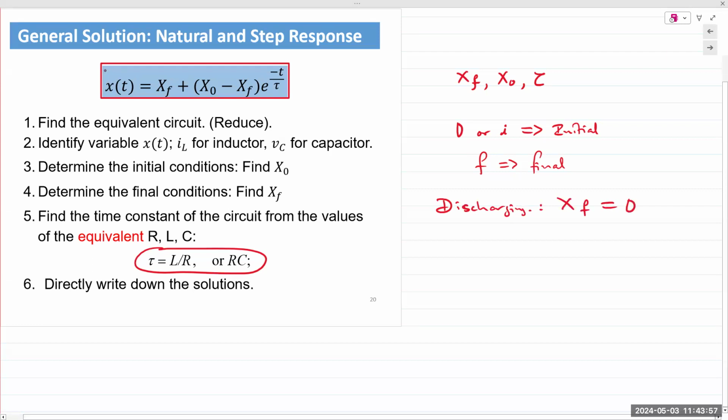Hence, if you plug in xf in this equation, what do you get? X of t is x0 times e raised to minus t over tau, which is what you obtain for the natural response circuits. Exact same equation. And hence, those equations didn't have xf in them, because when you're analyzing natural response circuits, xf is always 0.